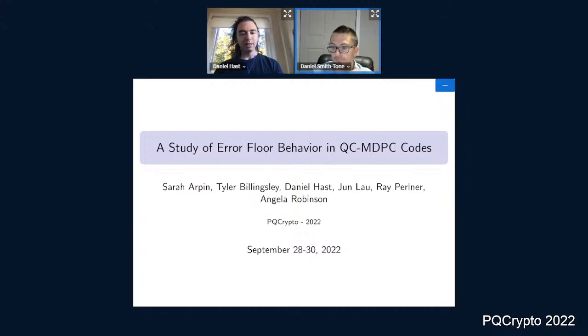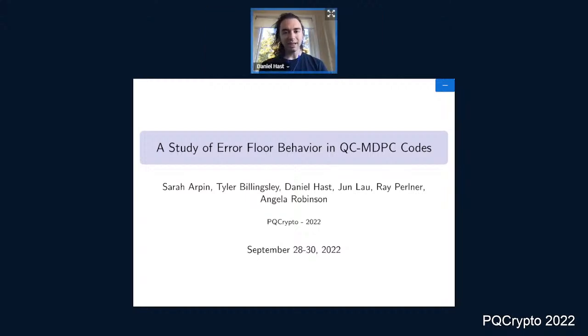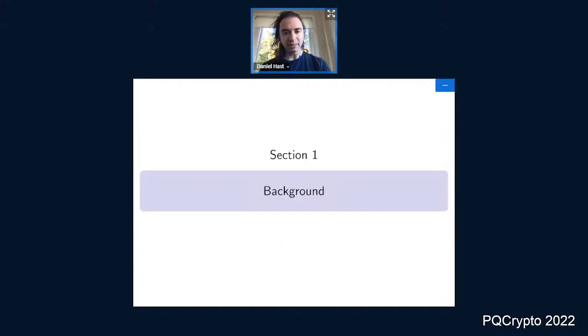All right, thank you. Hi, thank you. Yeah, I'm Daniel Hast. I'm a postdoc at Boston University. So this is joint work with Sarah Arpin, who will be giving the second half of the talk, Tyler Billingsley, Junbo Lau, Ray Perlner, and Angela Robinson. And this started as a collaboration at the Rethinking Number Theory Conference the summer before last.